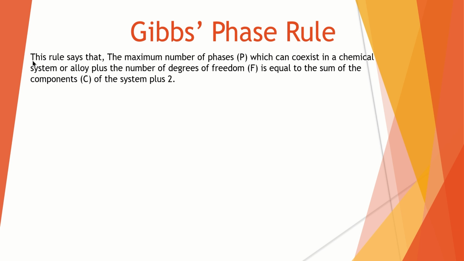So what is Gibbs phase rule? This rule says that the maximum number of phases which can coexist in a chemical system or alloy plus the number of degrees of freedom is equal to the sum of the components of the system plus 2.